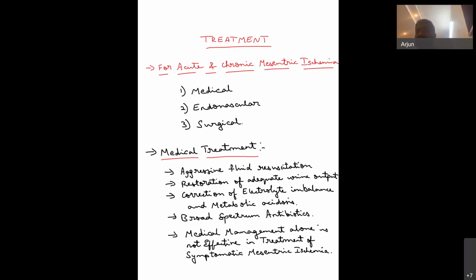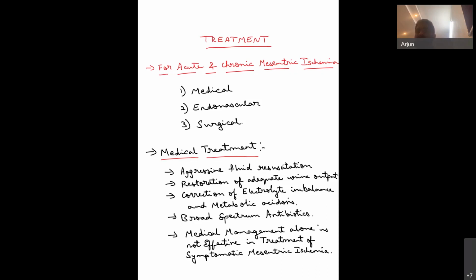Coming to medical management, we need to give aggressive fluid resuscitation, restoration of adequate urine output, and correction of electrolyte imbalance. Basically, these patients mainly present with hyperkalemia and hyperphosphatemia, and they also have increased lactates and significant metabolic acidosis. These patients have to be put on broad spectrum antibiotics mainly to cover gram-negative and anaerobic bacteria.